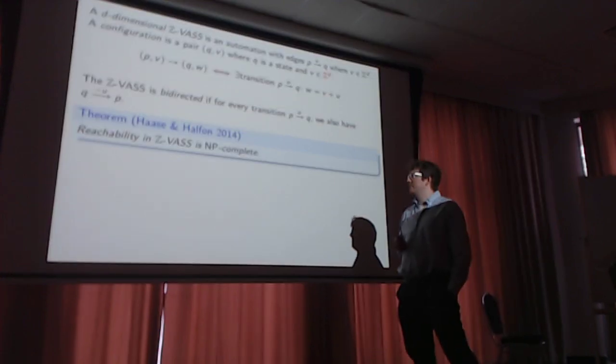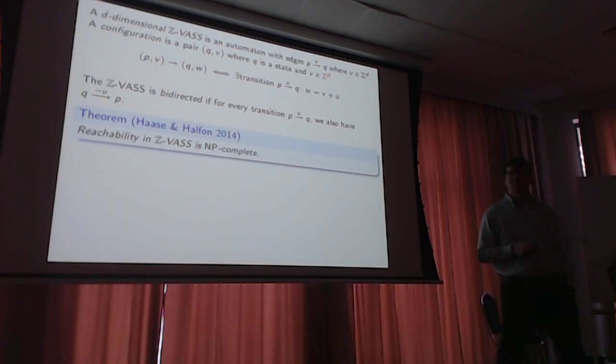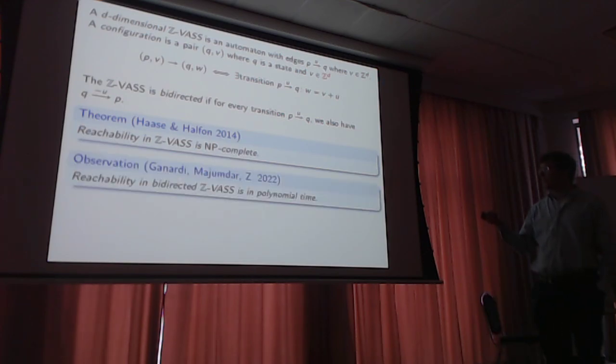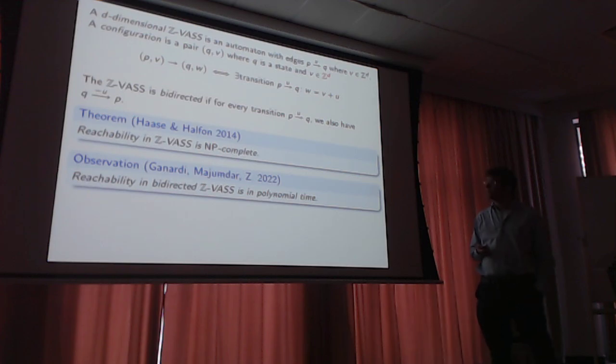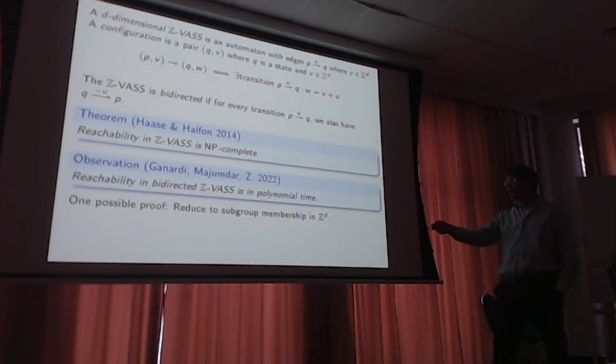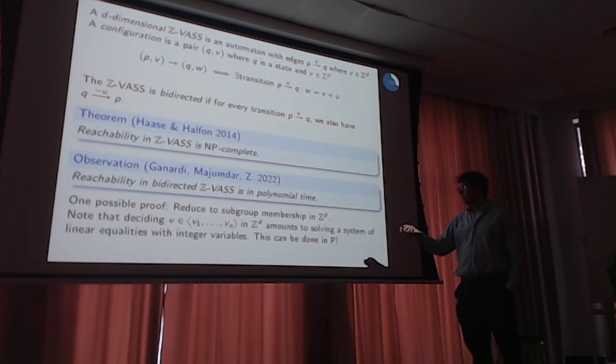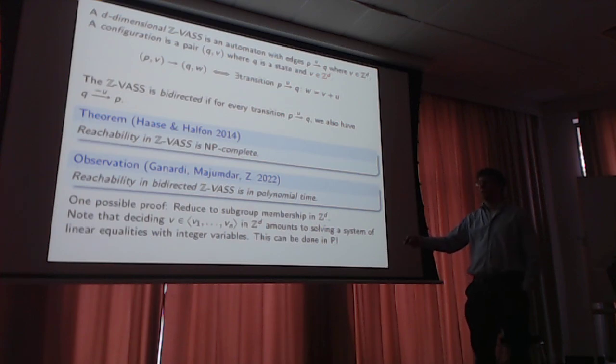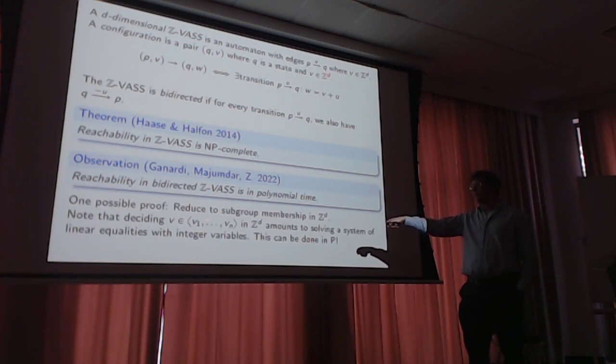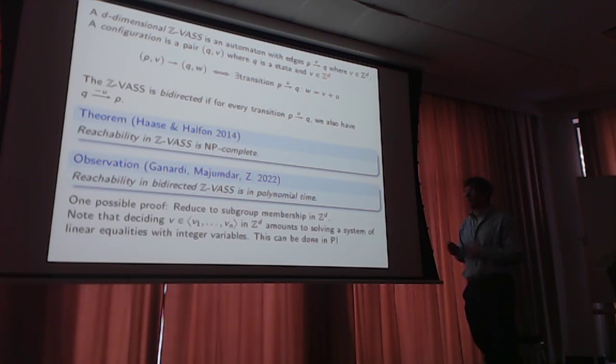If you look at general Z-VAS, then the reachability problem is NP-complete. The interesting thing is that if you do this bidirected, then you can do it in polynomial time. One possible proof is to use the technique we just saw: you reduce it to subgroup membership. Membership in a subgroup is just solving a system of linear equalities. A vector is in a group generated by vectors v1 to vn if and only if you can write the linear equation system, where the number of times you use each vector is a coefficient. You reduce this to solvability, and this is in polynomial time.